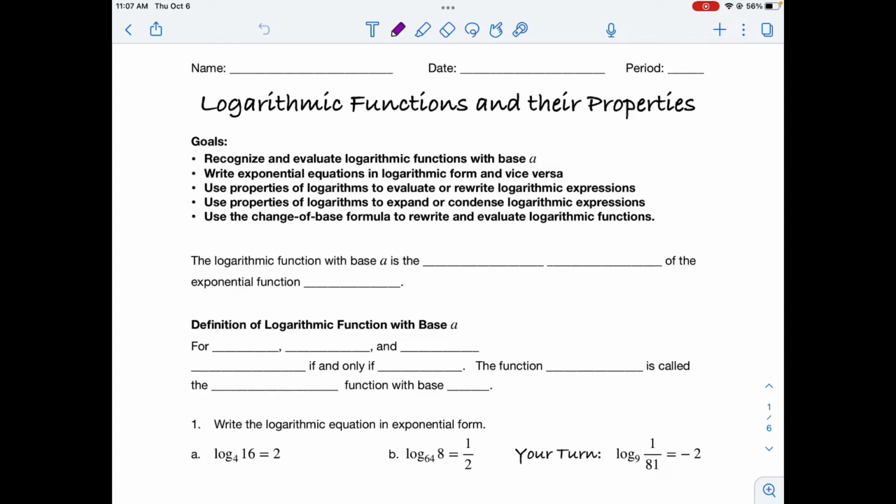Okay, today we're going to learn about logarithmic functions and their properties. This is our new unit. We're going to talk about logarithm functions. They were invented to deal with large numbers or very small numbers. So you'll use this a lot in any fields that involve large numbers and small numbers.